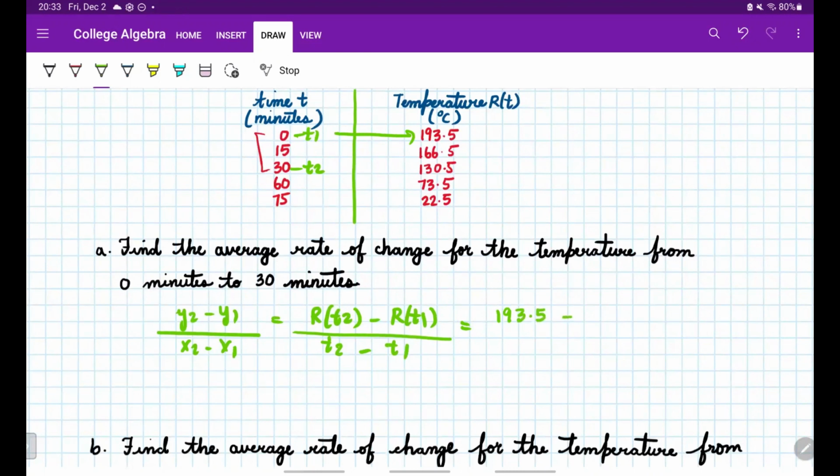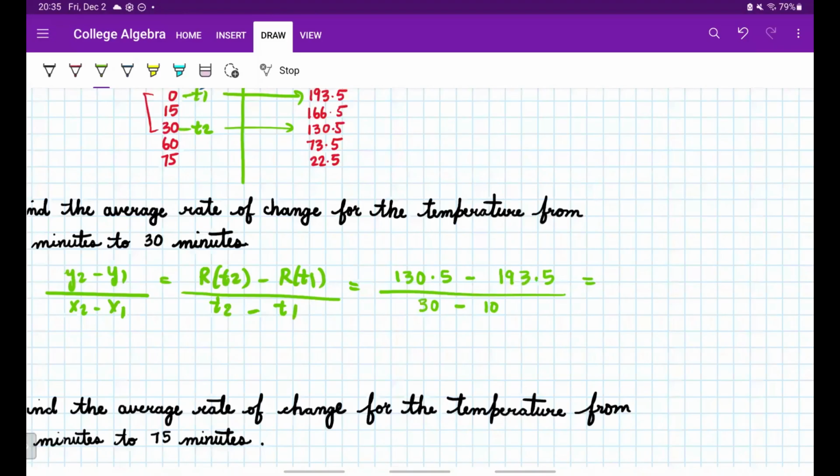So the corresponding temperature is 193.5 minus, T2 is 130.5. Let me erase this and write it consistent with our formula. So that would be 130.5 subtracted, divided by x2 minus x1, which is T2 minus T1, that's 30 minus 10. So this would be 63 divided by 20.